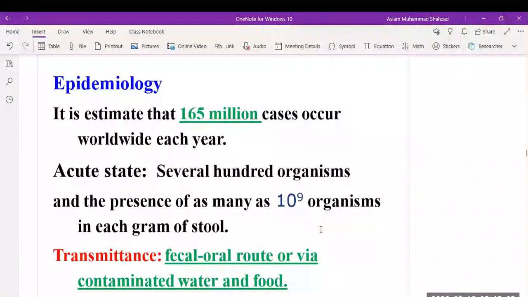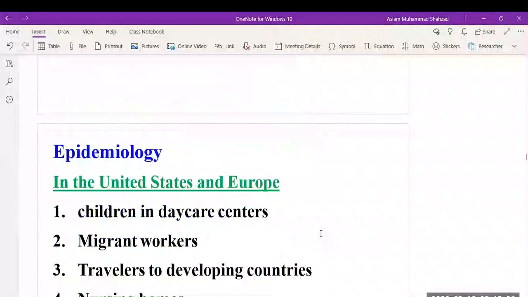More than 165 million cases are reported worldwide each year, and they found that as few as 10 organisms per gram of stool can cause infection. The fecal-oral route, or contaminated water and food, is the common source responsible for transmission of this disease.